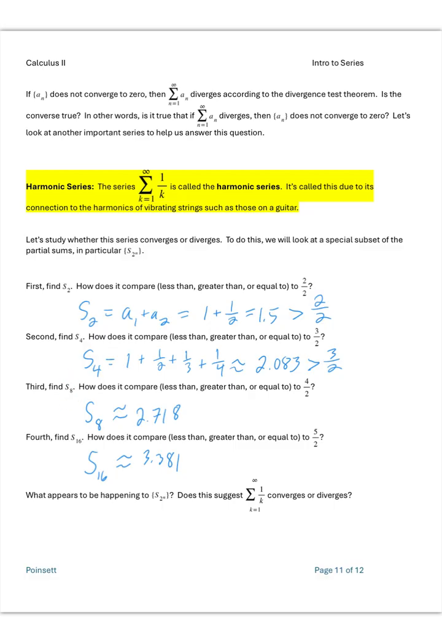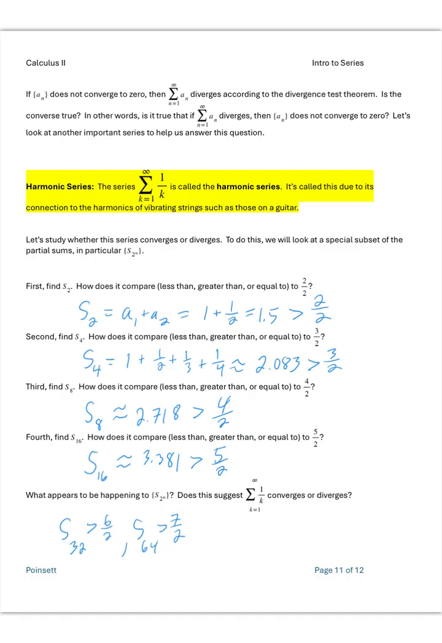Now for s sub 8, we're going to compare that to 4 halves, which of course is 2, so 2.718 is greater than 4 halves. And we're going to compare s sub 16 to 5 halves, which is 2.5. And of course, s sub 16, which is approximately 3.381, is greater than the 5 halves. So while this does not constitute proof in any way, we want to see a pattern here. As we go up by 1 in the power of 2, notice that each time this number is growing by a half. So you might be able to surmise that s sub 32, which is the next power of 2, is greater than 6 halves. And you might guess that s sub 64 would be greater than 7 halves.